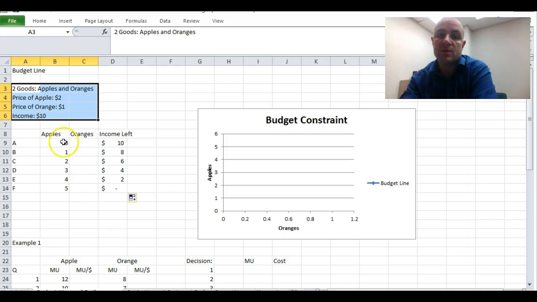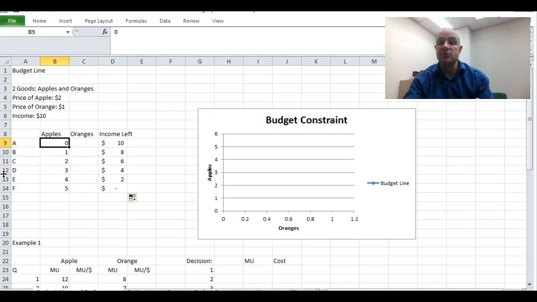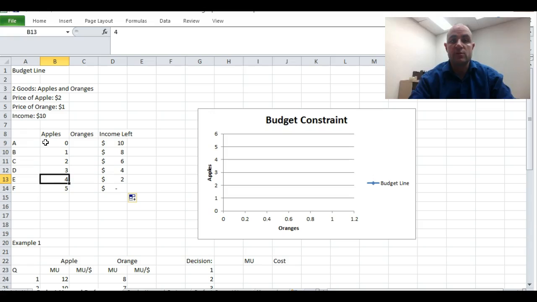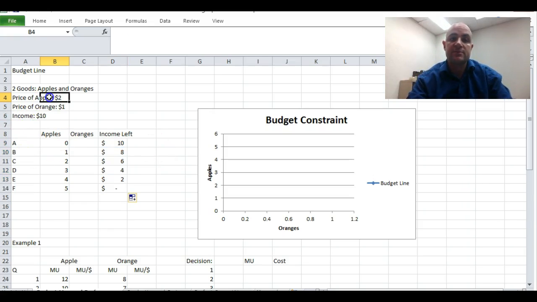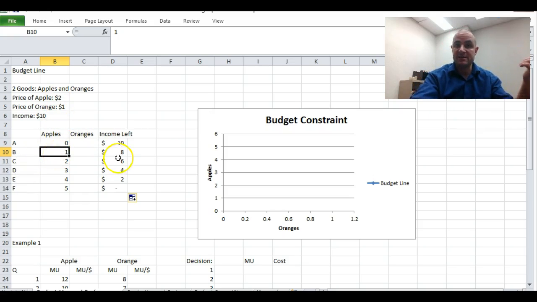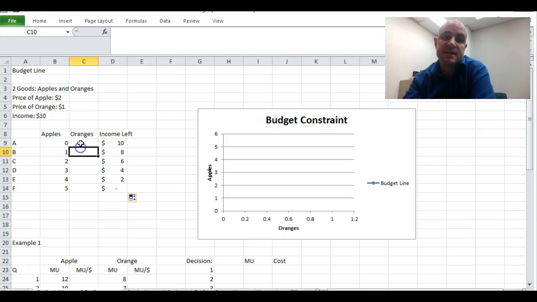So we want to find the different combinations of the two goods that we can purchase while spending all $10. Let's look at 0, 1, 2, 3, 4, and 5 apples. The idea is that you want to spend all of your income. For example, if apples are $2 each and you don't buy any, then you still have all $10. If apples are $2 each and you buy one, then $2 out of that $10 is taken out, so you have $8 left.